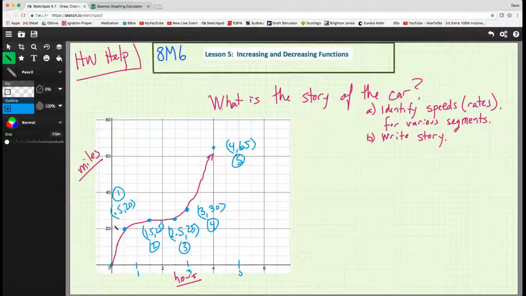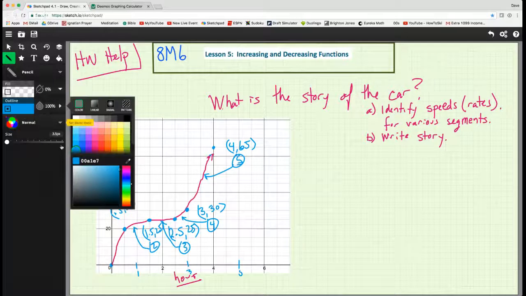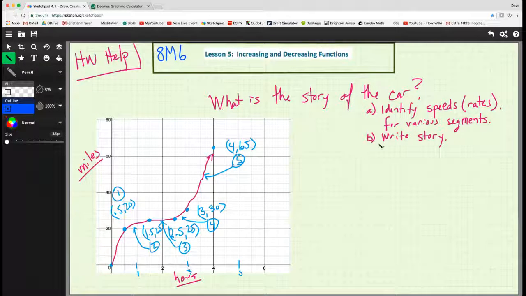Let's call this section 1. This is section 2. This is section 3. This is section 4. And this is section 5. And so what you're going to do is find the slopes in each section. So in section 1, what is my slope? In section 2, 3, 4, and 5. Okay, so now pause and try. And after you get the rates, then we can write the story.